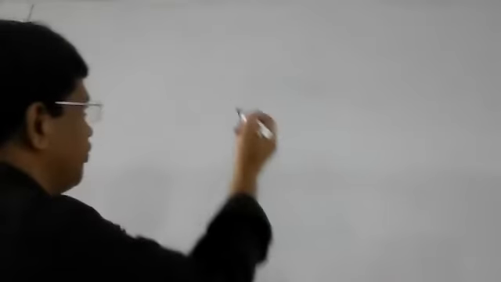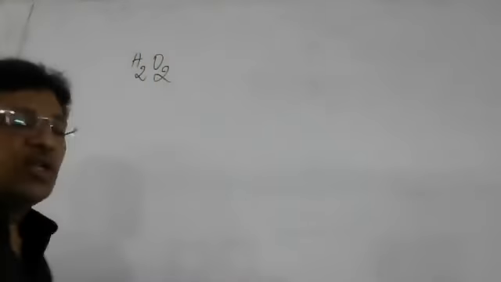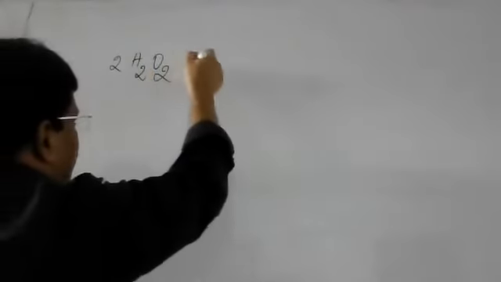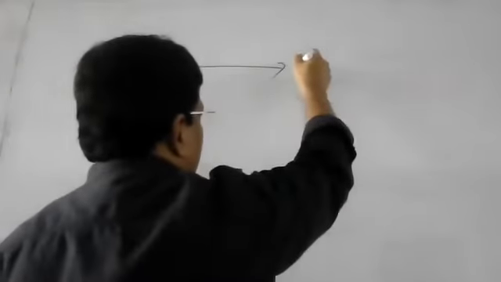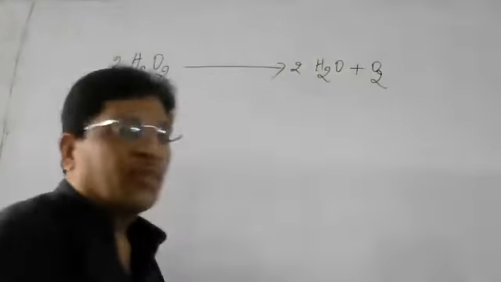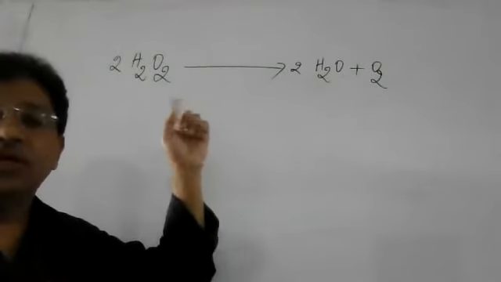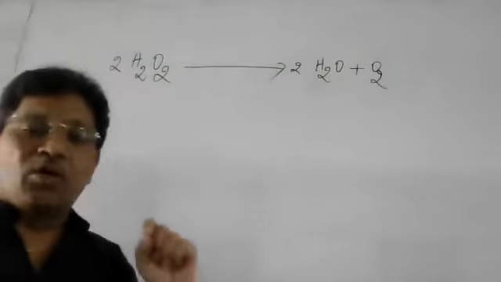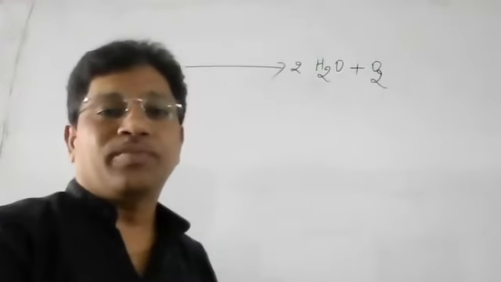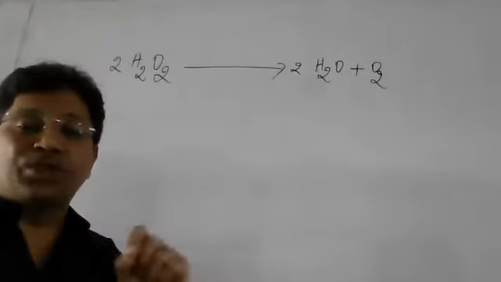Suppose you take the dissociation of H2O2. 2 H2O2 gives us 2 H2O plus O2. In this reaction, how many H2O2 molecules are colliding with each other? 2 molecules. Therefore, we say the molecularity of this reaction is 2. Actually, this reaction is a complex reaction. It occurs in 2 steps.